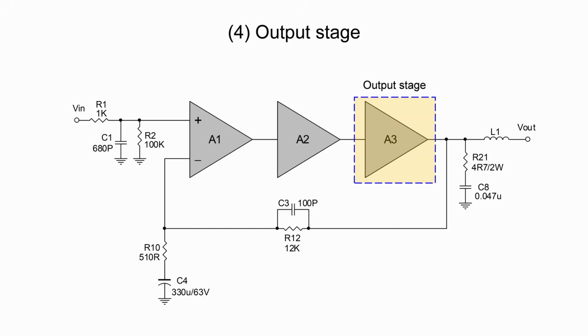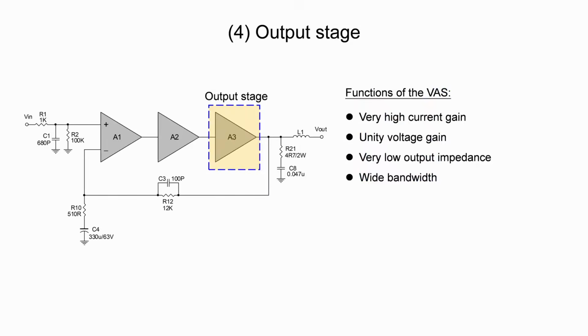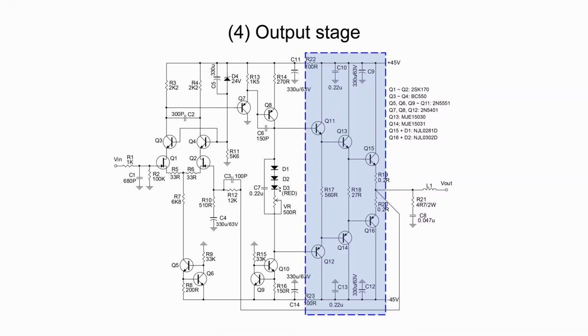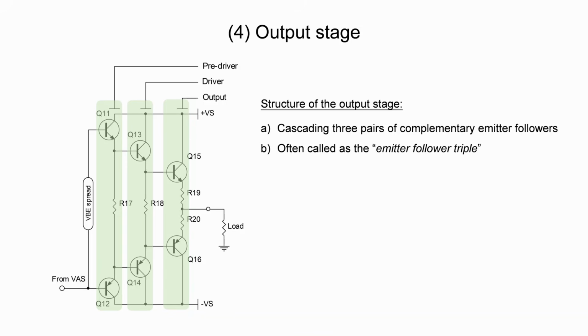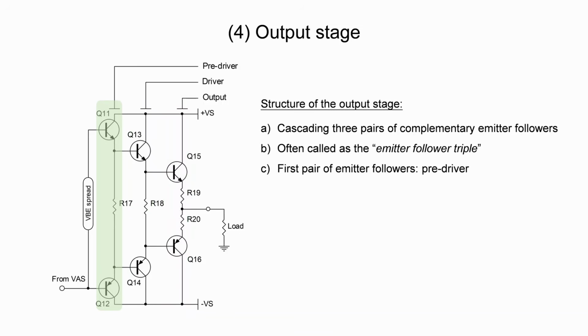After completing the voltage amplifying stage, now we move to the output stage. The key functions of the output stage include producing very high current gain, unity voltage gain, very low output impedance, and wide bandwidth. This is where the output stage is located. If we look at the output stage closely, it contains 3 pairs of emitter followers. This configuration is often called emitter follower triple.